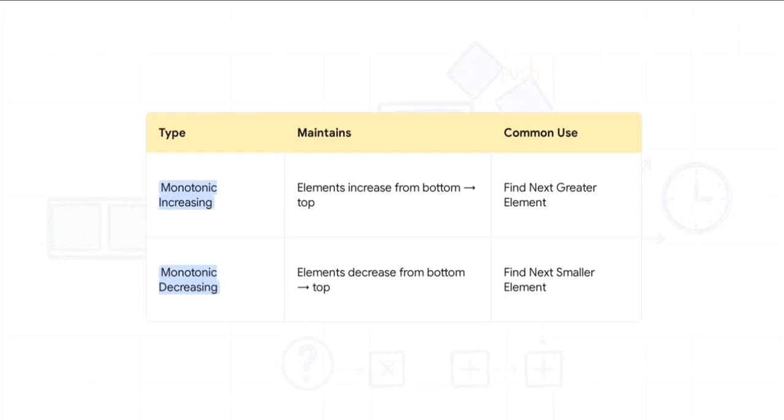You've basically got two main flavors. You've got your monotonic increasing stack, where numbers get bigger as you go up. This is perfect for finding the next smaller element. And then you have the monotonic decreasing stack, which is the opposite. Numbers get smaller as you go up. And you guessed it, that's what we use for finding the next greater element, just like in our problem.